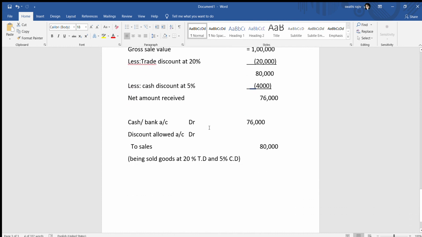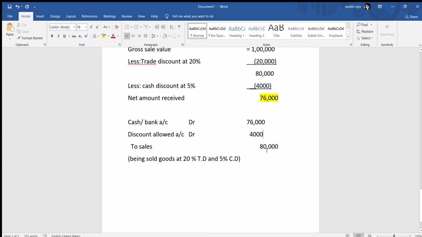So how will you record it in the books of X? Cash or bank account, it is 76,000. You are actually receiving only 76,000 on the spot in the way of cash, check, whatever. The actual sale value is 80,000. So what is your discount allowed? It will not be 20,000. You will not record 20,000 anywhere. Your discount allowed will be 4,000.